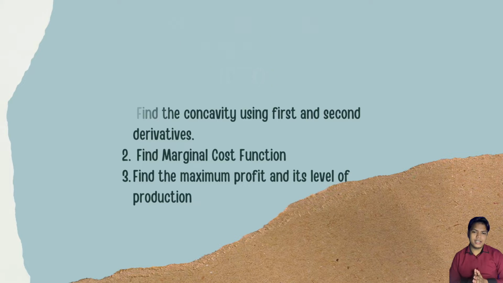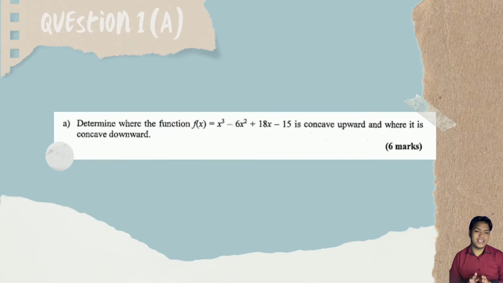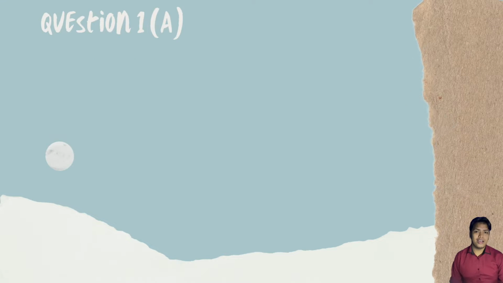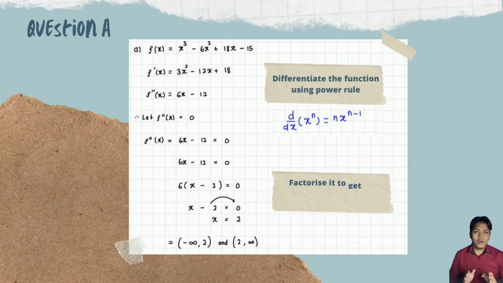So for question 1a, determine where the function f(x) equals x cubed minus 6x squared plus 18x minus 15 is concave upward and where it is concave downward, 6 marks. So yeah, here's the answer. Already given the function, the first step, we must differentiate the function using the power rule to get the first derivative. So we will get 3x squared minus 12x plus 18.